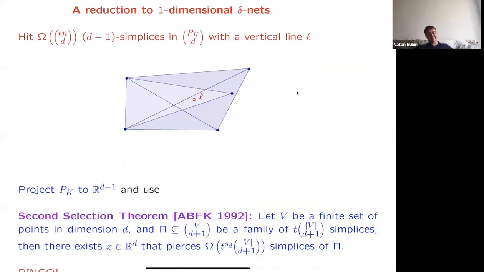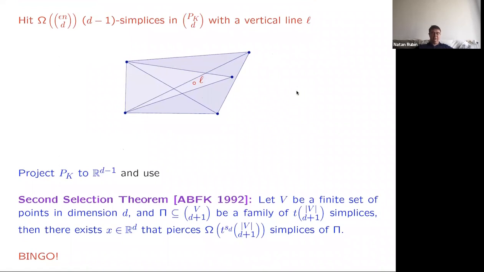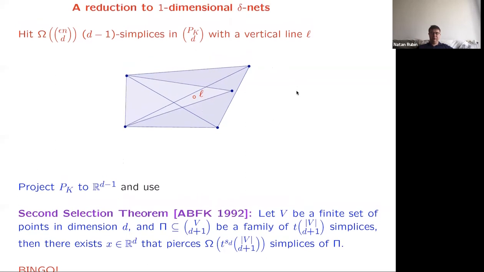And to this end, we can, of course, project the points of our convex set into the D minus one dimensional space. We project them vertically, and we apply the following second selection theorem, which is a fundamental result that allows us to pierce many simplices in a dense geometric hypergraph with a single point. So we use this result in dimension D minus one and lift it back into a vertical line which has the desired property.